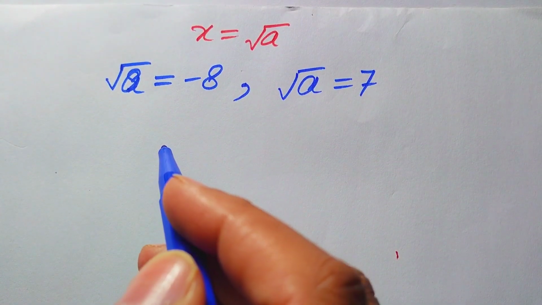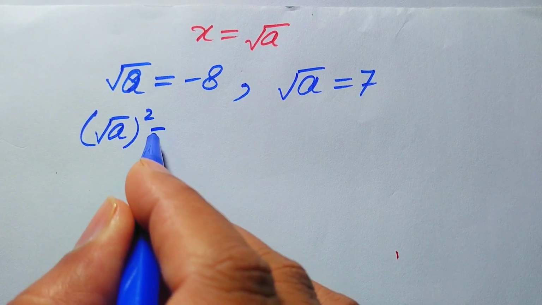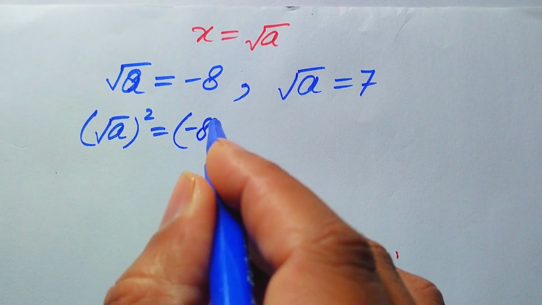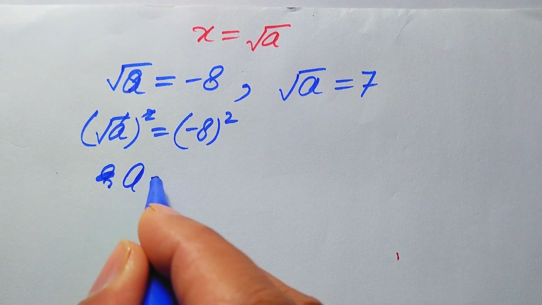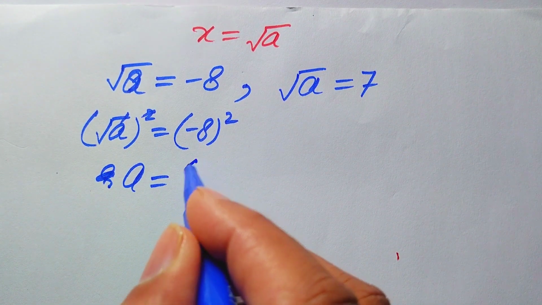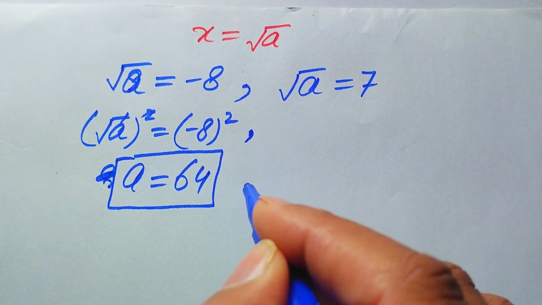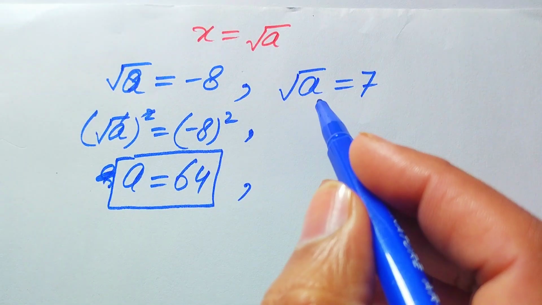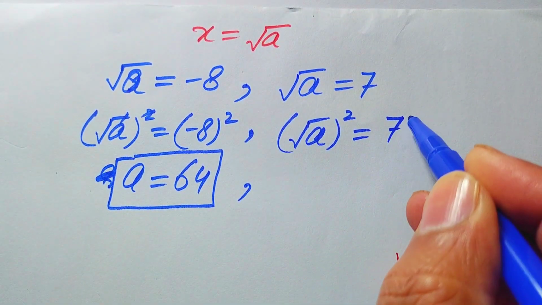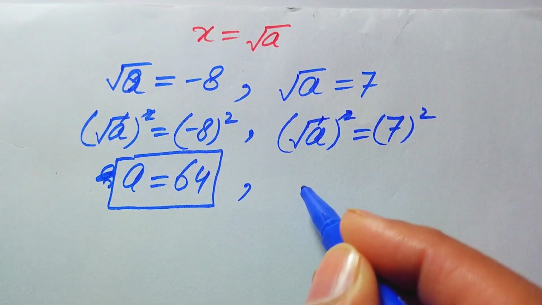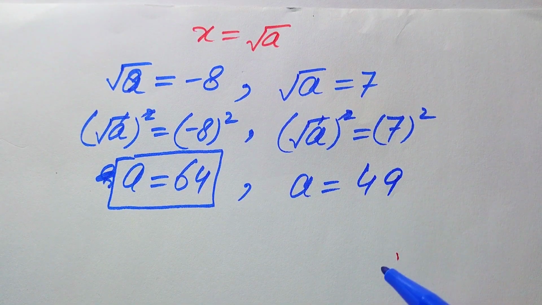And now from here we get the values of a. So here we need to take squaring on both of the sides, and when you apply squaring it will become the square root of a whole square equals minus 8 square. So the square and square root are gone, and we get here our a is equal to minus 8 square, and minus 8 square becomes 64. And if you see from here we take squaring on both of the sides, and we obtain square root of a whole square is equal to 7 square. So the square and square root are gone, and we get here a is equal to 7 square, and 7 square becomes 49.